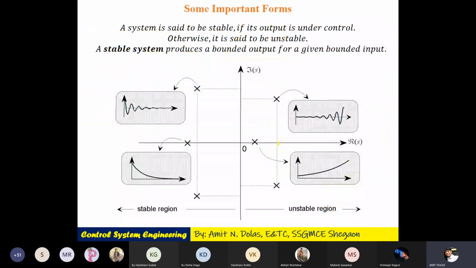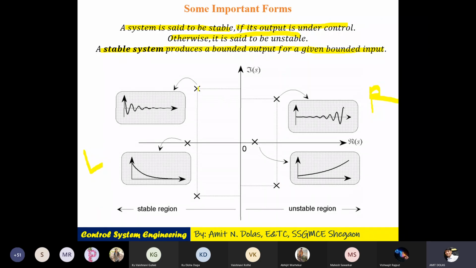Some forms of the system, whatever we talked about till now, I kept on a single PPT. A system is said to be stable, definition same, if the output is under control, otherwise it is unstable. A system that produces a bounded output for a given bounded input is BIBO stable. So you can see here, it is the S plane. This is the left hand side. This is the right hand side.